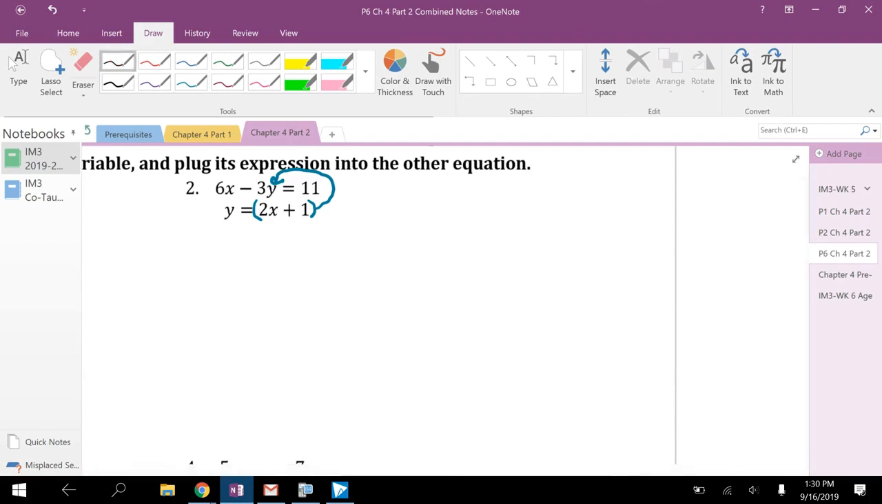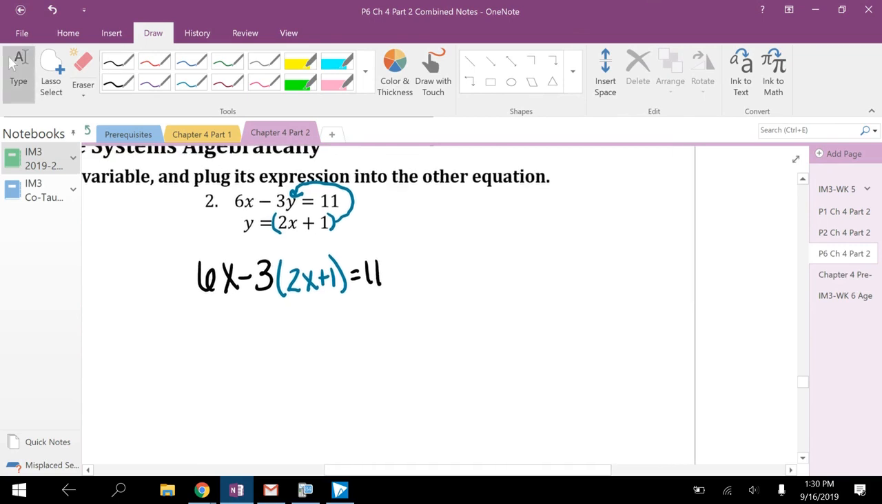So here we go. I have 6x minus 3, and then in this teal color, I have 2x plus 1, is equal to 11. So all I did was replace y now with that. You always have to be careful to make sure that you're putting it in the right spot. So now we're solving for x. I have 6x, negative 3 times positive 2x is negative 6x, careful. And then negative 3 times 1 is negative 3.